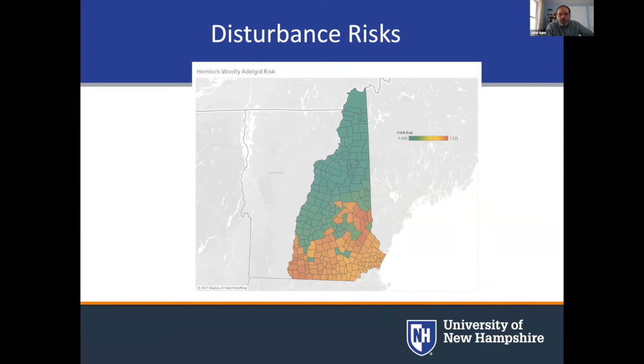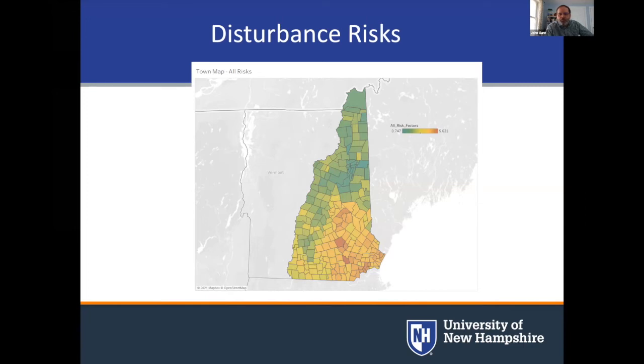And now when we think about woolly adelgid and layer this on top with another risk, the emerald ash borer, we start to build this picture that there's a lot going on in the landscape here that we need to worry about. And we can add a whole bunch of other risks to this map as well.